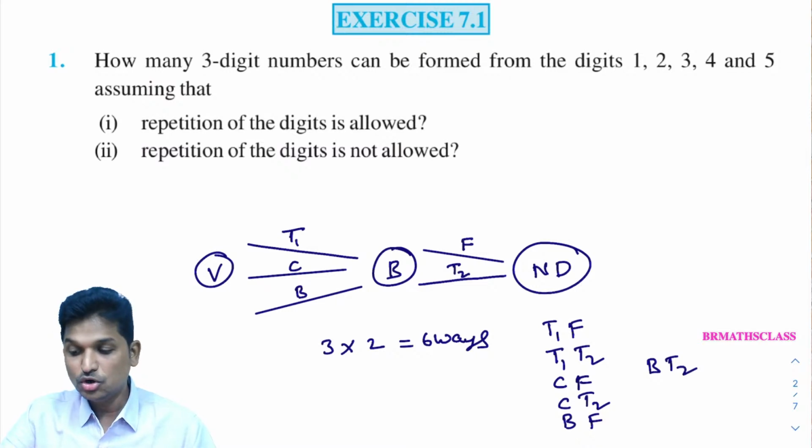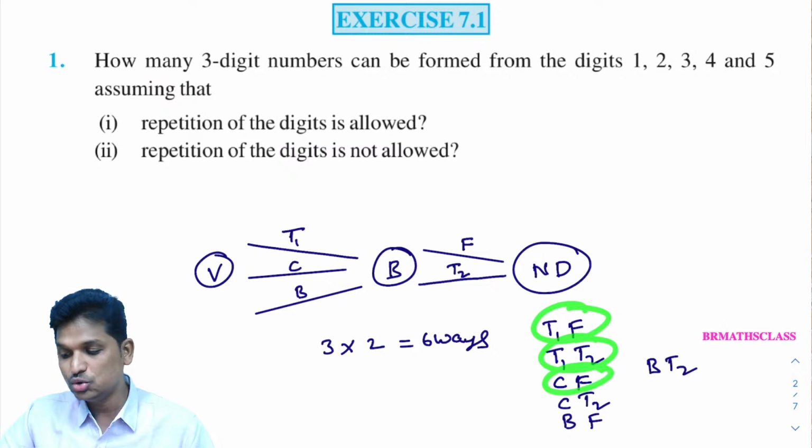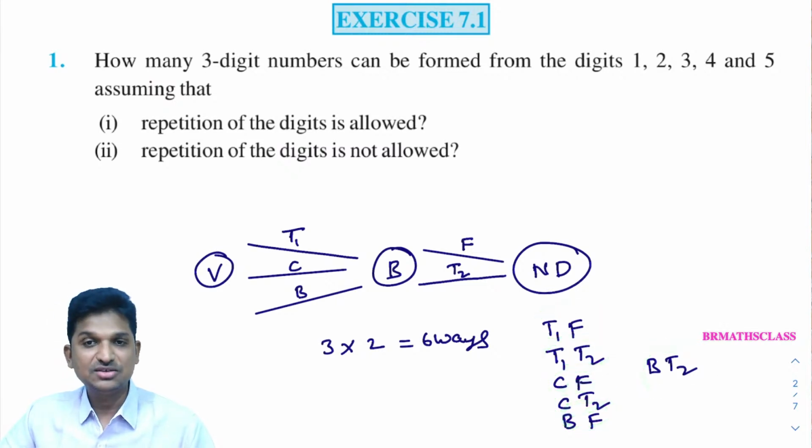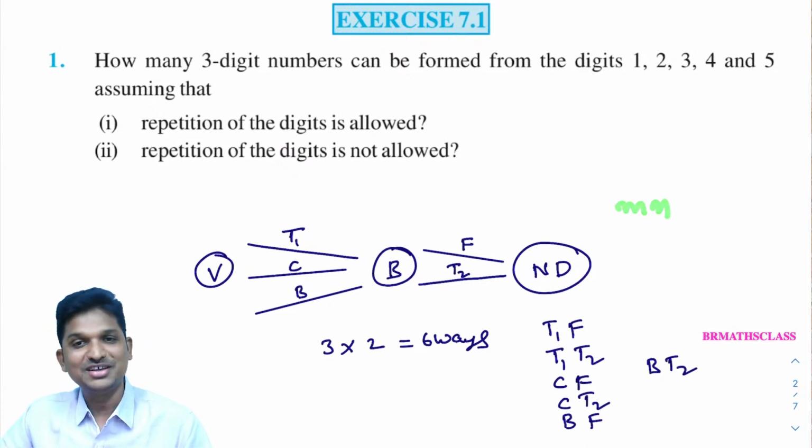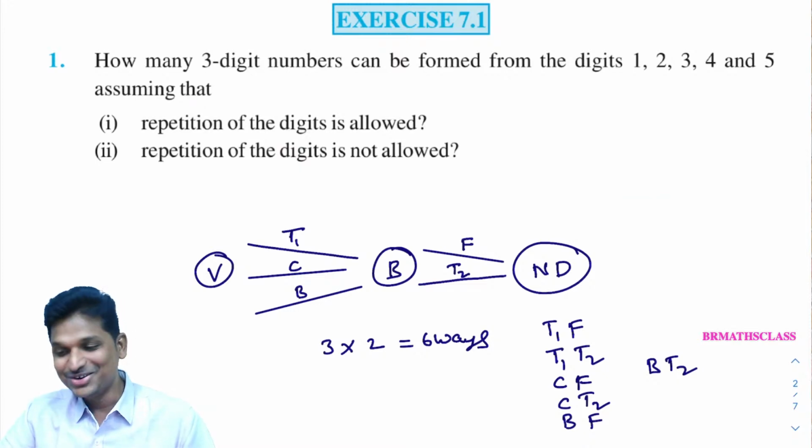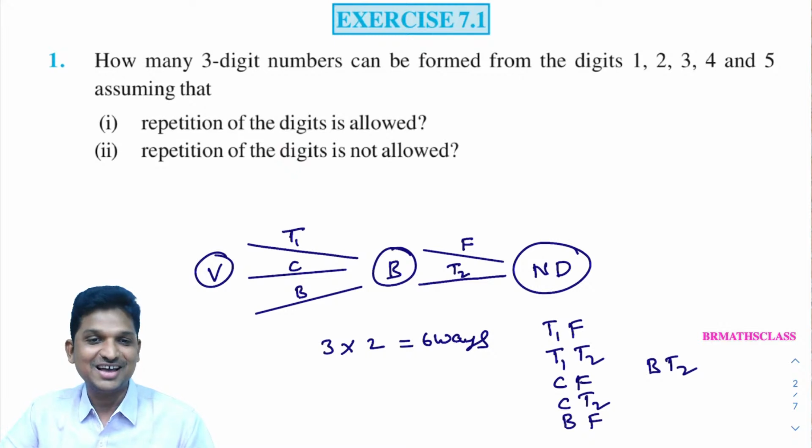So here you observe total how many modes of transportation are available? 1, 2, 3, 4, 5, 6. Total 6 ways are there. Correct? Same thing we got here. I am trying to explain what is the fundamental principle of multiplication. If a work can be done in two ways, first work can be done in m ways, second work can be done in n ways, by the fundamental principle of multiplication, the total work can be done in mn ways. That is what we learned in last class.